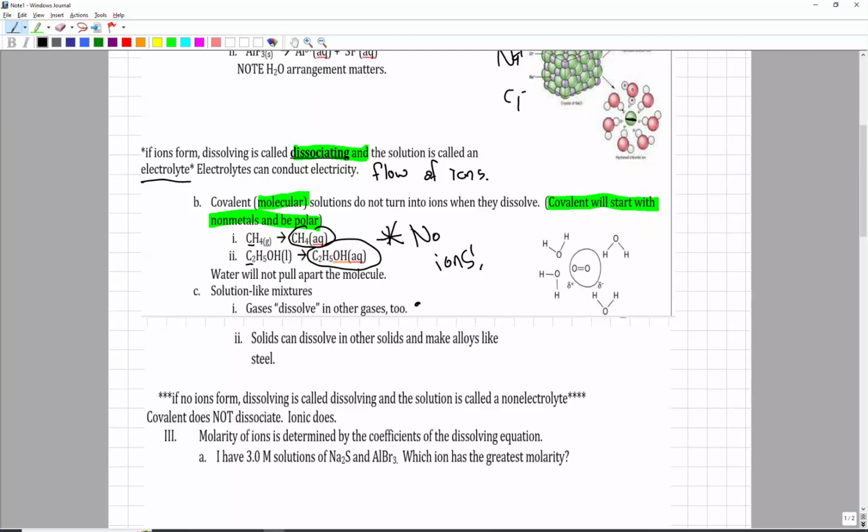By the way, this will not be on our test at all. It's good to know, but not on the test. Solids can dissolve into other solids to make alloys like steel. Also good to know, but not on the test. If no ions form, dissolving is called dissolving, and the solution is a non-electrolyte. Remember, to be an electrolyte, you have to have ions that can flow. If you don't have ions, you can't have a flow of ions.